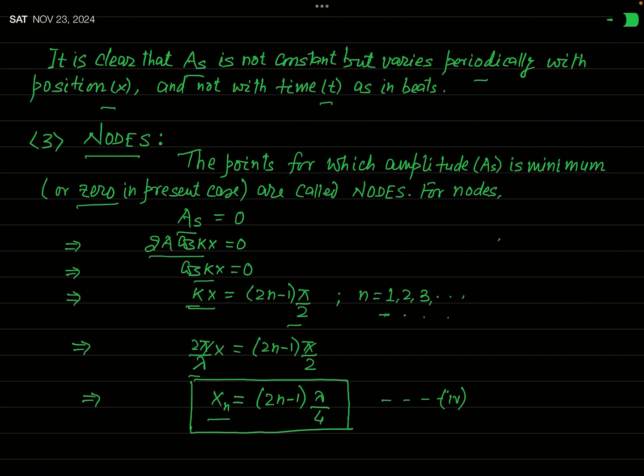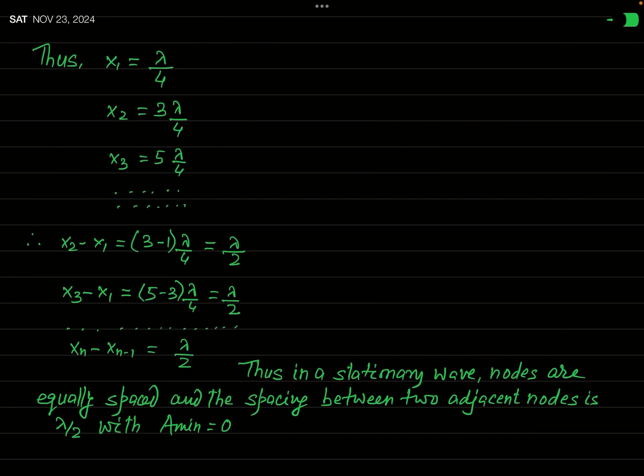Okay. So now let us put n equal to 1, 2, 3, 4 and so on for getting the positions of the first, second, third, fourth and so on nodes. So when you take n equal to 1, then x1 is lambda by 4. It means the first nodal point is situated at a distance lambda by 4 from the origin. Here this first node is situated. Now the second node x2, here n is 2, so 2n minus 1 will be 3 and this is 3 lambda by 4. Similarly, the third node is at 5 lambda by 4. Okay. So you can see there are different nodes. This is the first node, this is the second node, this is your third node and so on.